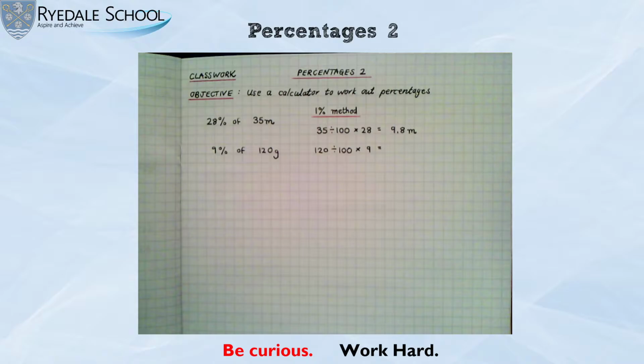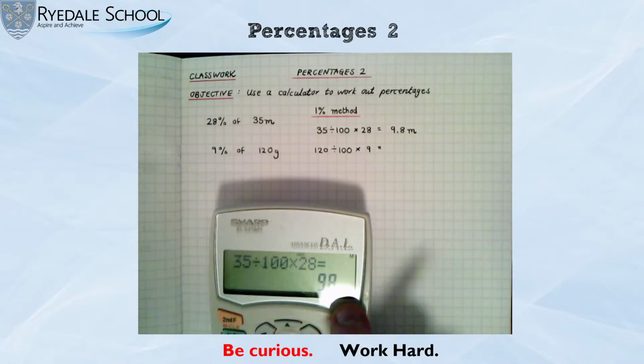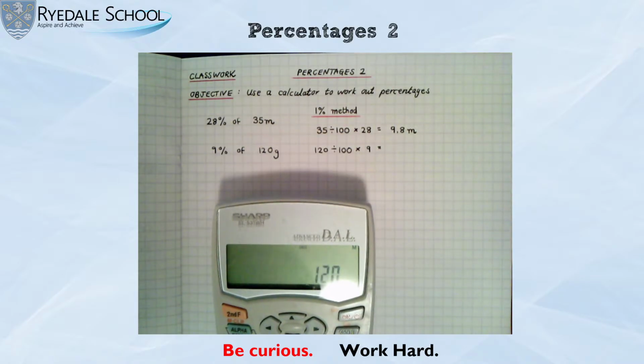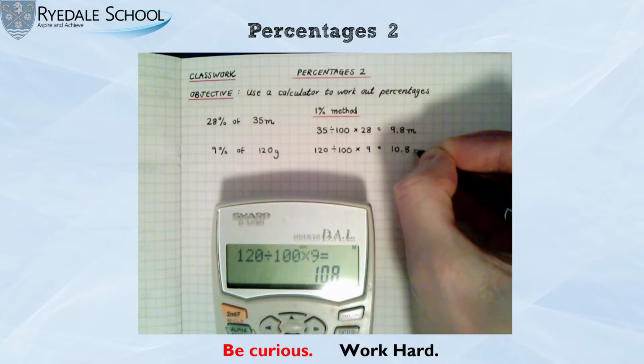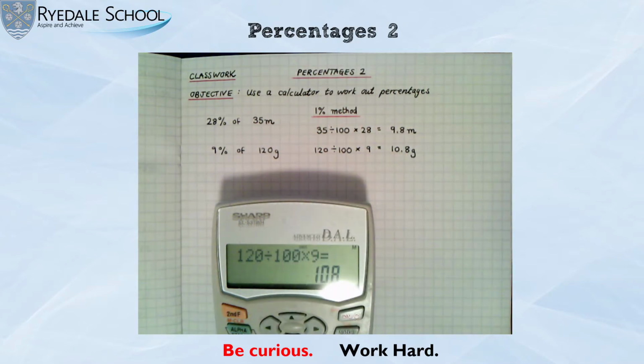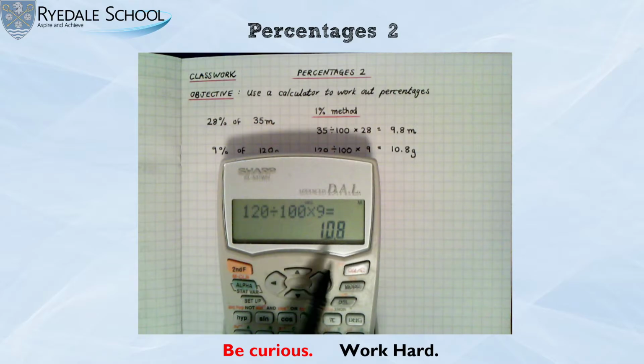So again, I'll go to my calculator. 120 divided by 100 times 9, and that is 10.8 grams. Now, since this number's really nice, okay, there's absolutely no point rounding it. I'm going to write my exact calculator display down.